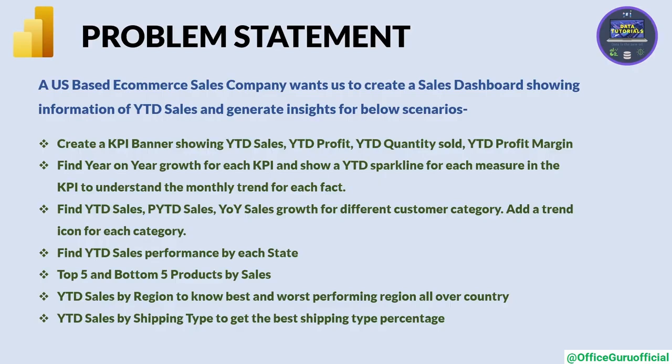All right, then we have to find year-to-date sales by each state, then the top 5 and bottom 5 products by sales. Then we have to find year-to-date sales by region to know which are the best and worst performing regions all over the country. All right, and we will also be finding out year-to-date sales by shipping type to get the best shipping type which is given to our customers, and find out which is the best one having the highest percentage. All right. So this is our very short problem statement.